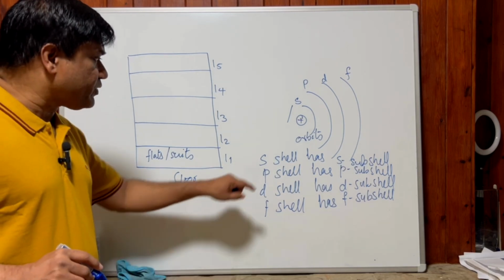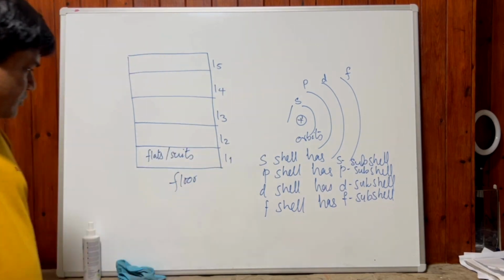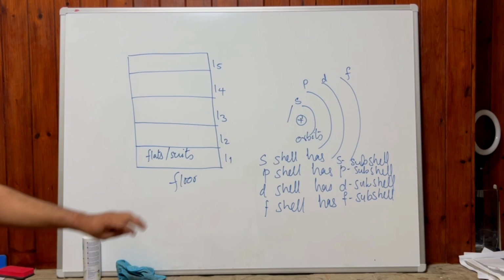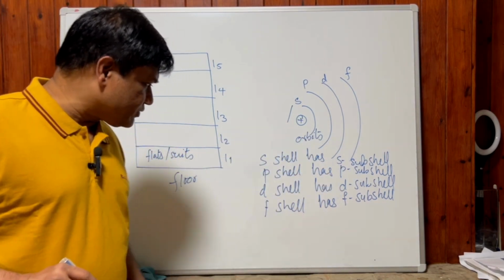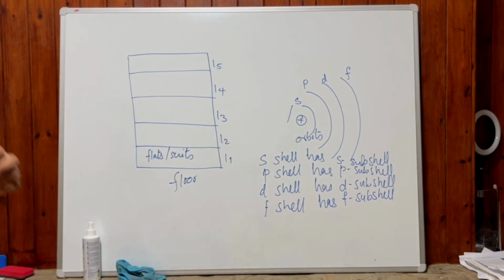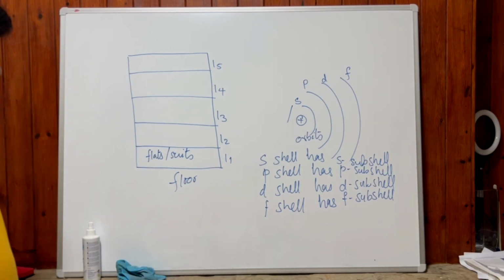In the same way, each shell has subshells. P shell has P subshell, S shell has S subshell. It's like a small space inside the main energy level. That's my main energy level. This is the sub energy level.